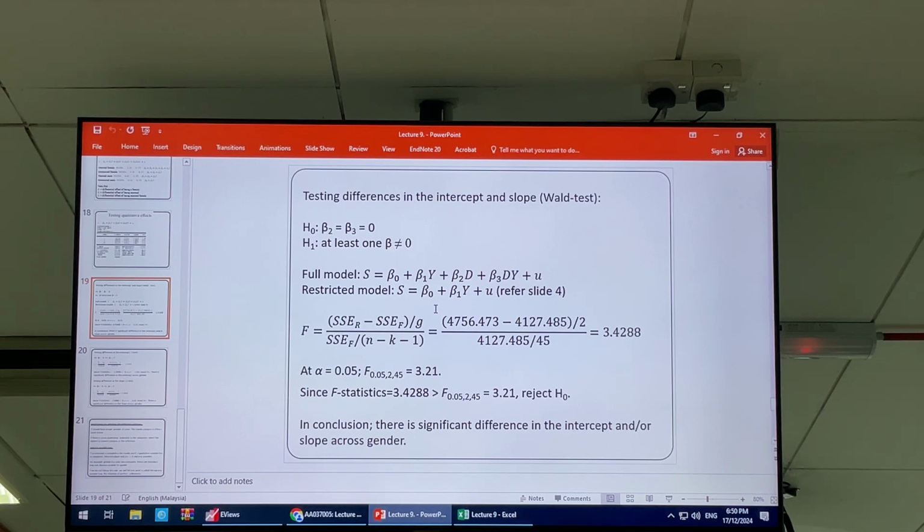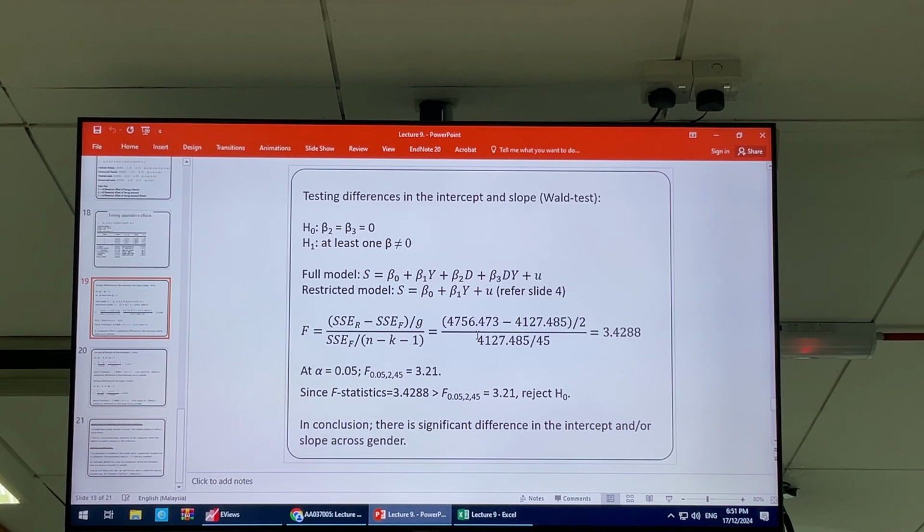If you perform the test manually, you have to estimate the full model and the restricted model, get the SSE, then calculate the test statistic and compare it to the critical value from the table. In this case, the test statistic is slightly greater than the critical value from the table, and then we reject. When we reject, we can conclude at least one of these is not equal to 0, but we don't know whether both are not 0 or only one of them, or which one. We can only conclude at least one of them is not equal to 0.